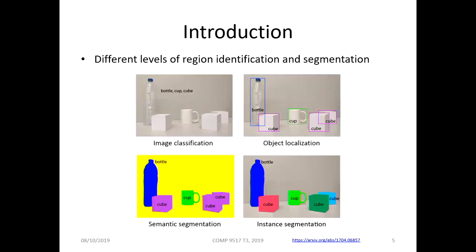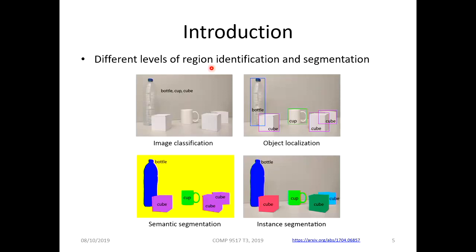There's some terminology that I want you to remember. Different levels of region identification and segmentation. So if you have this image here on the top left, the simplest first step that you could try is to train a computer to recognize whether a specific type of object is in an image or not and where it's roughly located. So that's the problem of detection and localization.